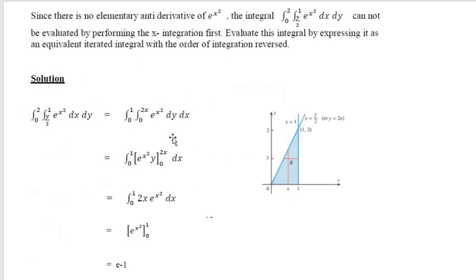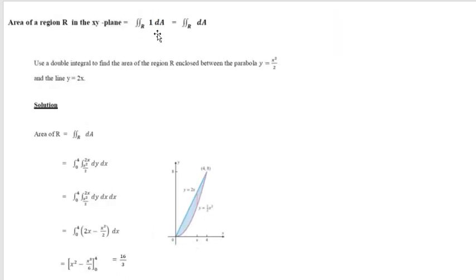This is another example. Here when we consider the double integral over R with the assumption that f of x y equal to 1, then that represents area of region R. So double integral over R dA represents area of region. So using double integral we can evaluate the area.